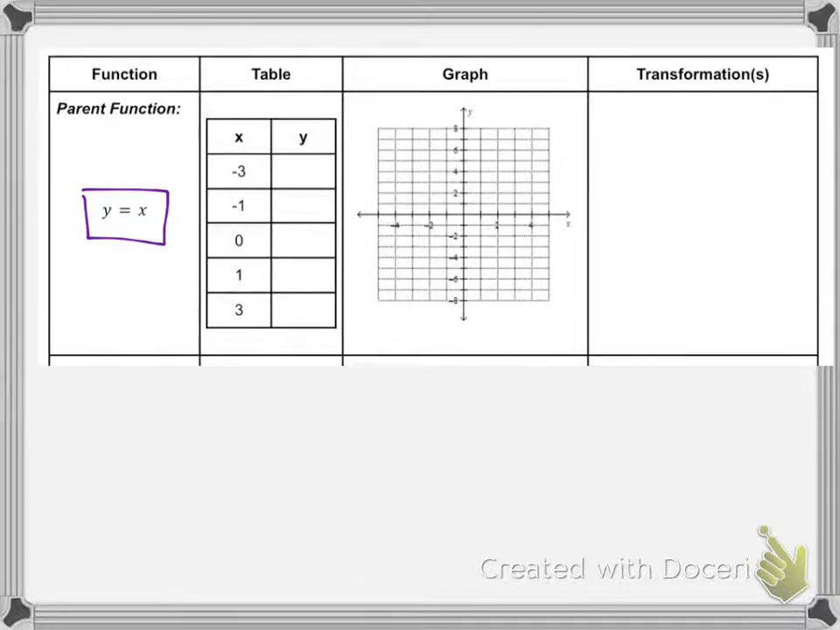All right, so we're going to look at this parent function so we can see what the most basic linear function looks like. To fill in my table, I'm going to plug in the values that they give me for x so that I can tell what my y values will be. So if x is -3 and I plug that in, then y is also -3. If I plug in a -1 for x, then y is -1. And that continues all the way down. Whatever the x value is, the y value is going to be the same in this parent function.